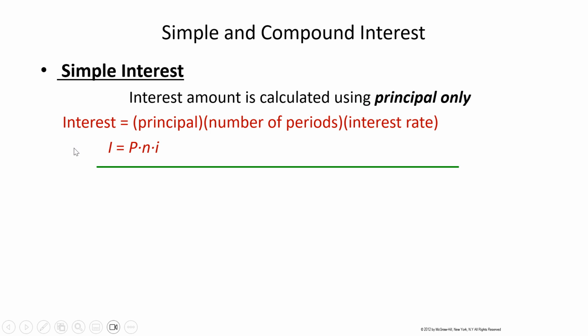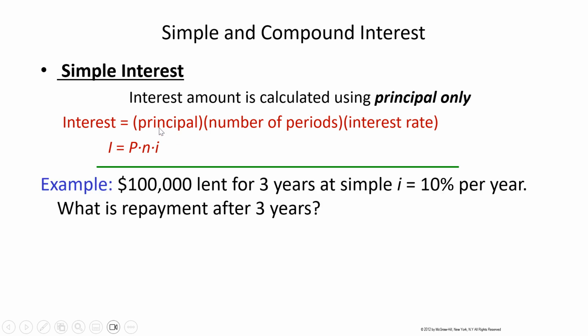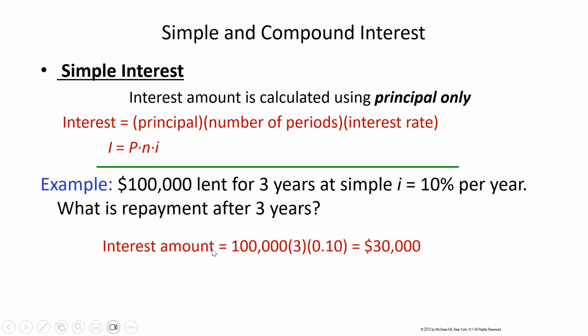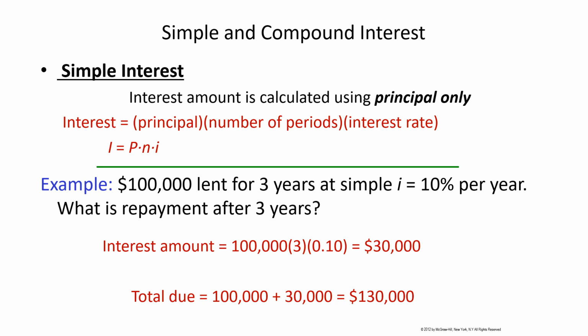So the formula here is that the interest amount is the principal multiplied by the number of compounding periods multiplied by the interest rate. If it's a simple interest loan and the principal is $100,000, with 3 periods at 10% per year, then the amount due at the end of those 3 years would be $100,000 multiplied by 3 times 0.10, so $30,000 for the interest, and then the total due would also include the principal. So that's a simple interest loan.